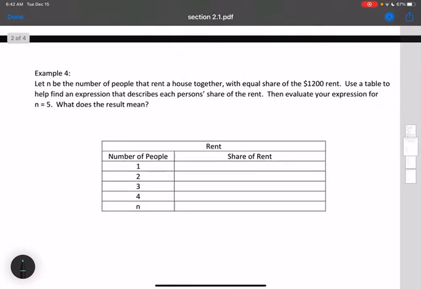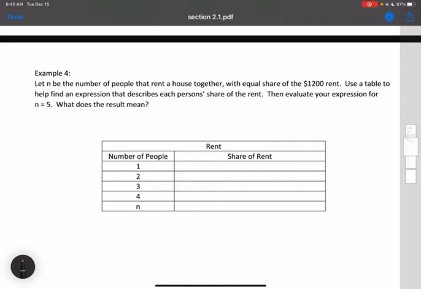All right, moving on. Example 4. Let n be the number of people that rent a house together with equal share of the $1,200 rent. Use a table to help find an expression that describes each person's share of the rent. Then evaluate your expression for n equals 5, and what does the result mean?